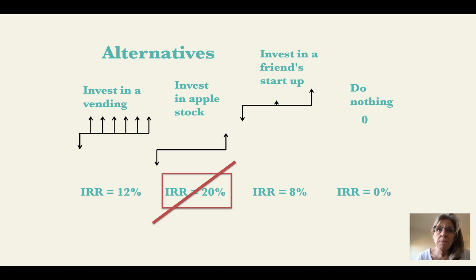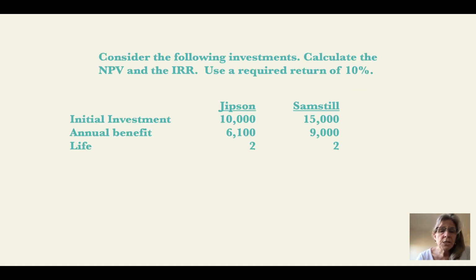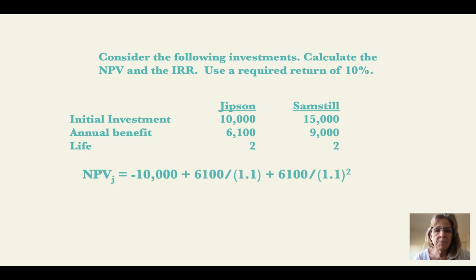But most companies like to calculate IRR, and you just need to be careful when you're comparing alternatives that you don't go astray. So this is an example of how we need to use incremental analysis in order to decide which is the best answer for this project. In this case, I've been asked to calculate net present value and internal rate of return, and the required return is 10%.